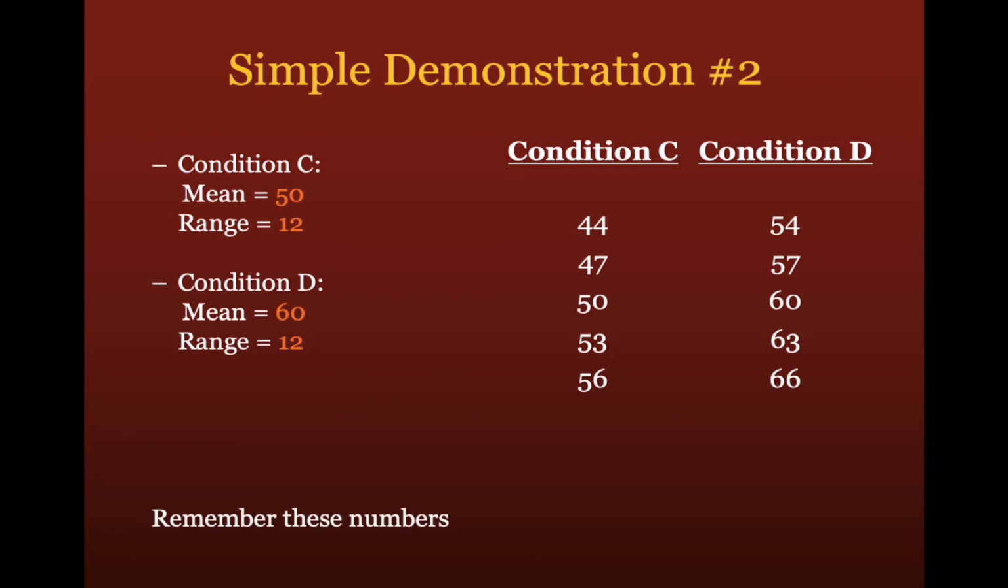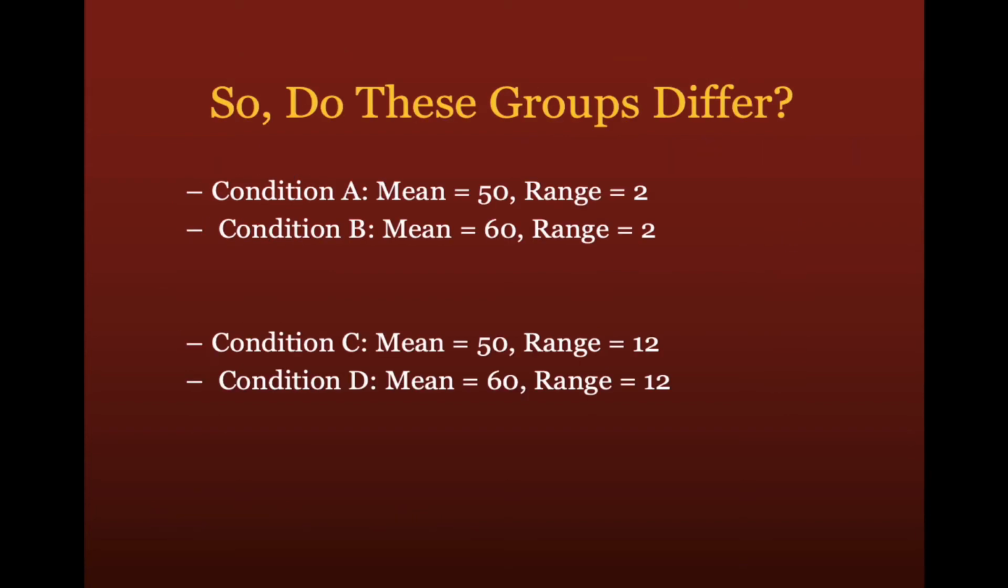So far for A and B, we have a mean of 50 and a mean of 60, and a range of 2 for both. For condition C, we have a mean of 50. For D, we have a mean of 60 and a range of 12 for both. So the question again is, are conditions A and B different from each other, and are conditions C and D different from each other?